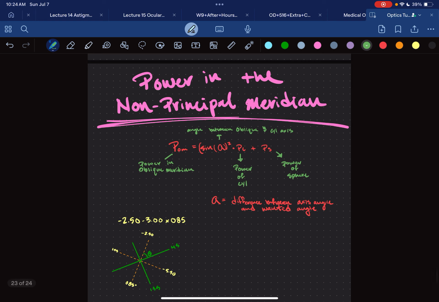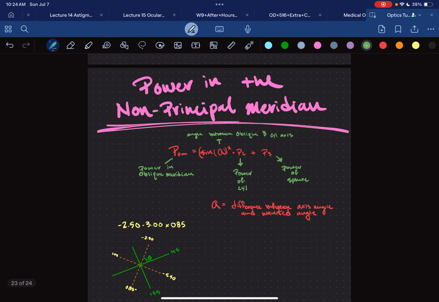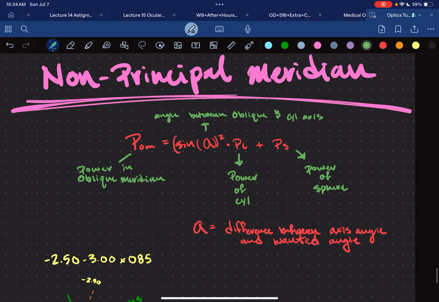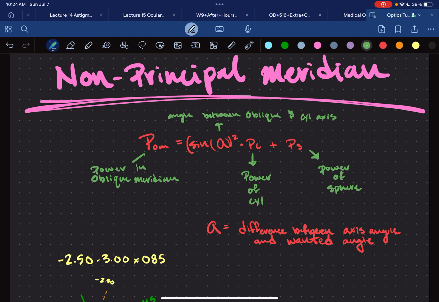Anyways, we're going to go over the power in the non-principal meridian. Someone had a question about that, so I'm going to make a video about it. I'll go over the equation for it, what it means, and then how to do it. I'll use one of the prescriptions that were in the example problem slides that Dr. Pratt sent out, and hopefully that will help you know how to do the rest.